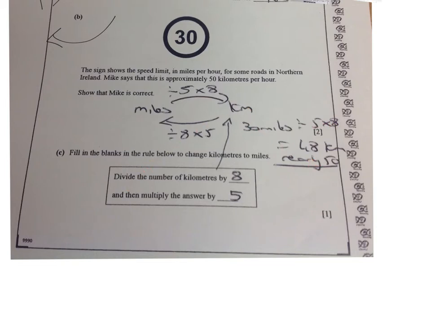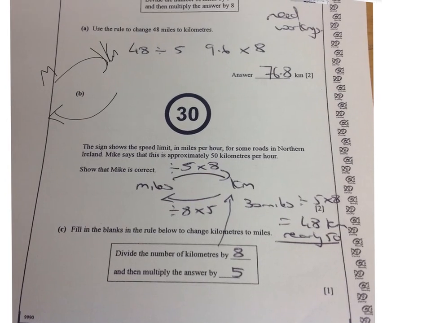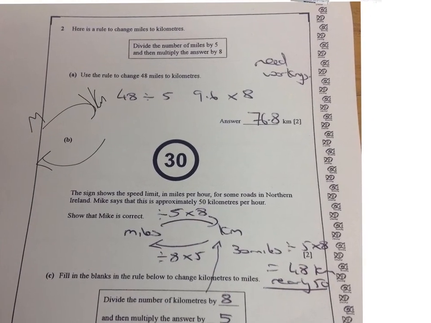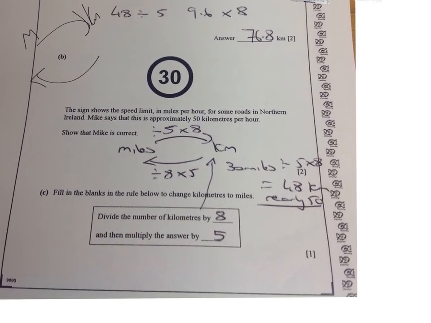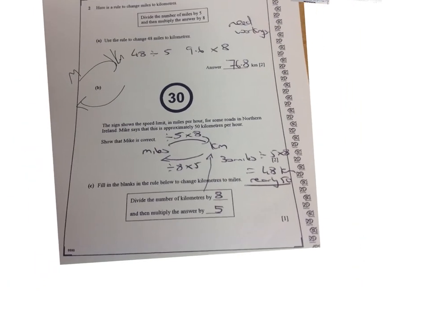And fill the blanks in. To turn kilometres to miles, which is the other way around, we divide by 8 and multiply by 5. Fairly straightforward stuff if we can remember our information on turning miles to kilometres. 2, 4, 5 marks for that, just for knowing miles and kilometres. Okay, please learn that, boys and girls.